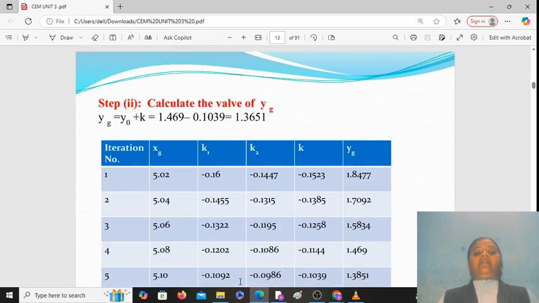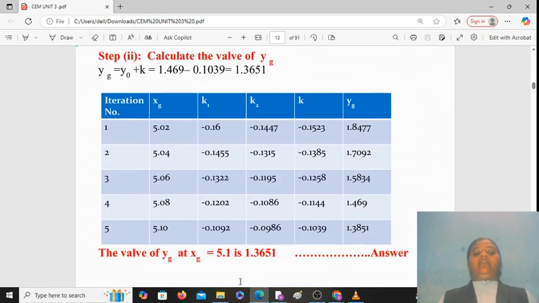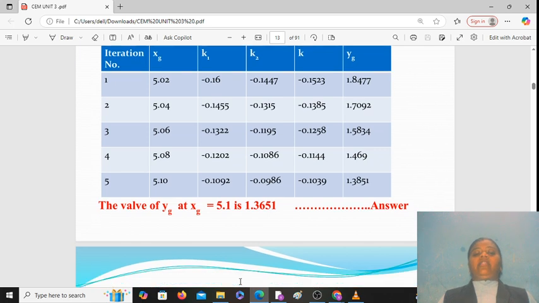Similarly, we take iteration 3 and iteration 4 up to iteration 5. Then we make a table for iterations 1, 2, 3, 4 and 5 with the values of xg, k1, k2, k and yg. Now, after iteration number 5, the value of yg at xg equal to 5.1 is 1.3651.